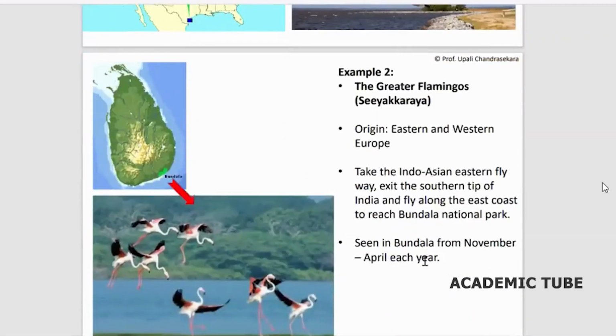And then the second example, I have selected the second example from our own country. Now we have some visitor birds known as the greater flamingos.